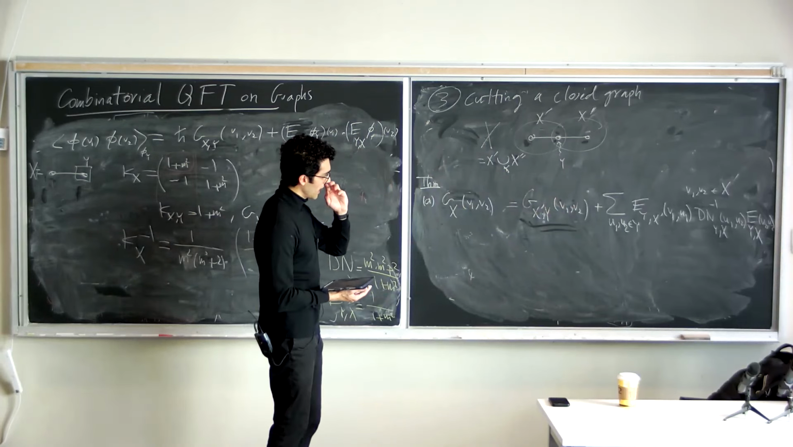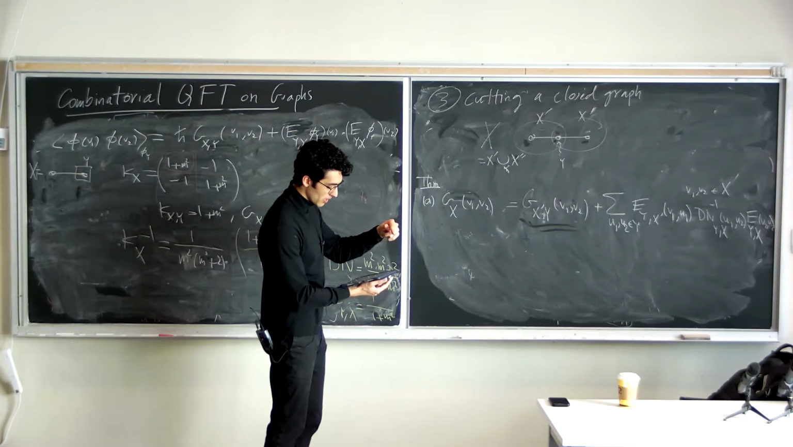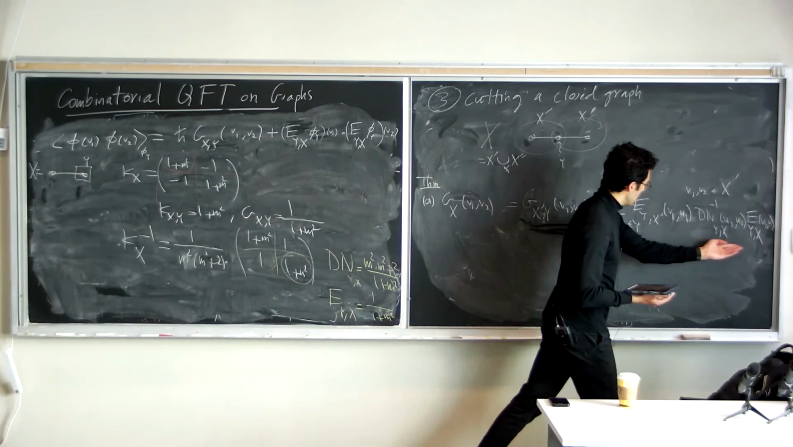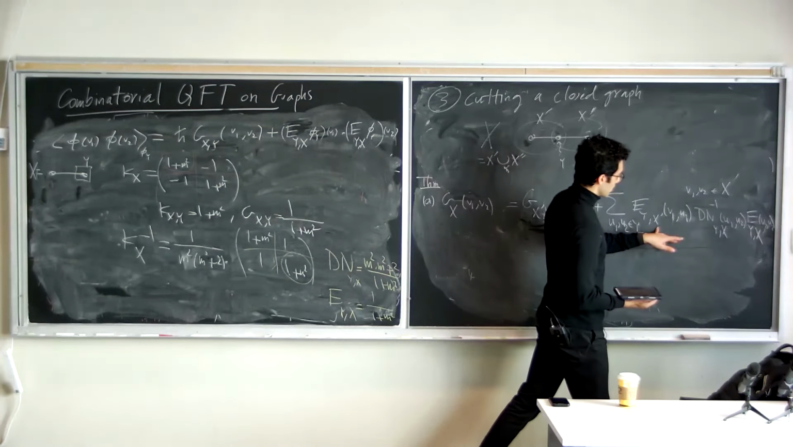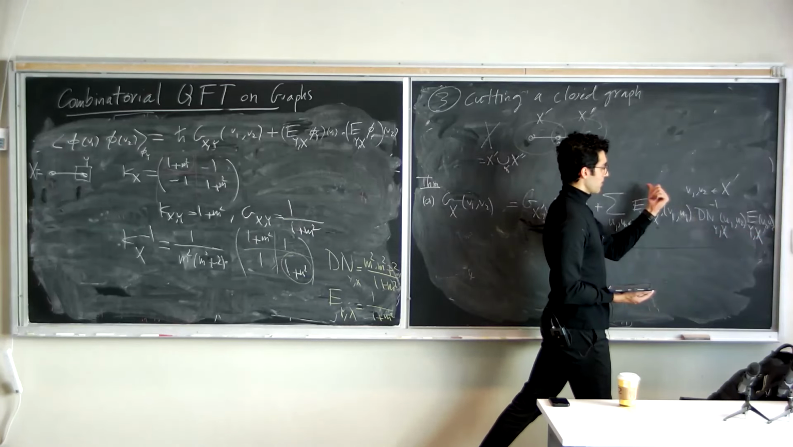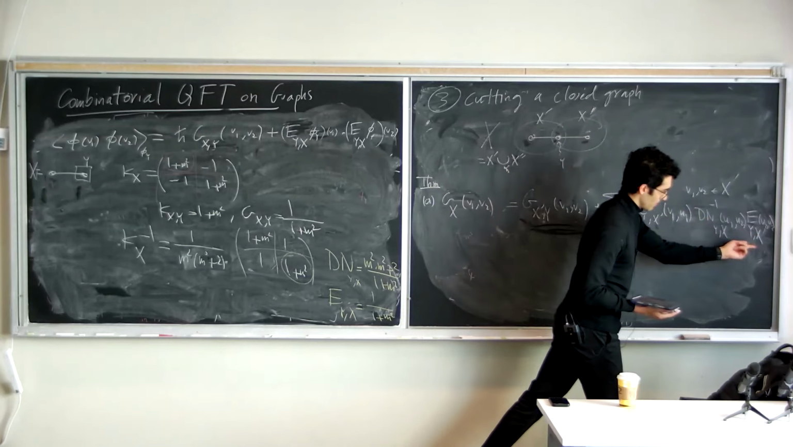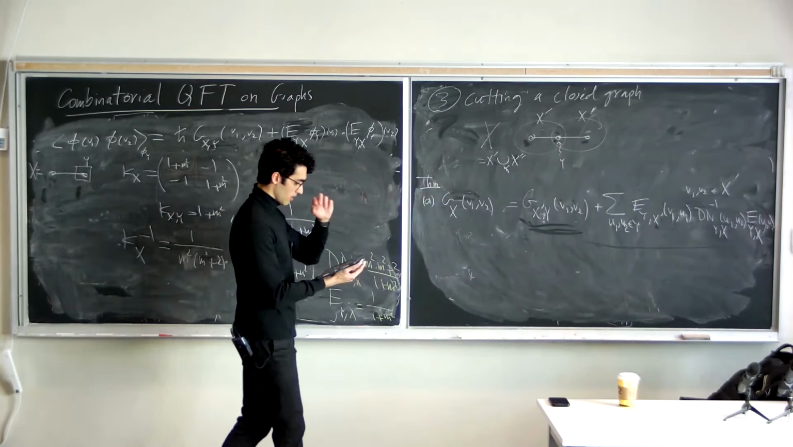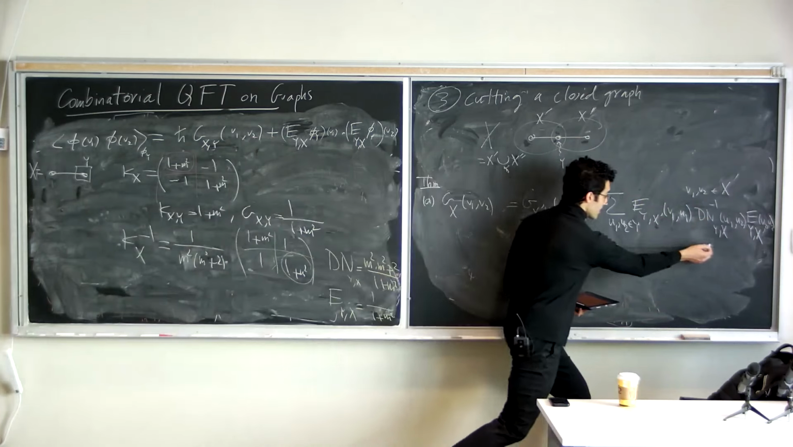And if you had one vertex in X prime and one vertex in X double prime, you would not have this term and you would only have this term. But here these are both in X prime. When it's one from X prime and one from X double prime, then one of these is going to be X prime, the other one is going to be X double prime. And I should tell you what this D_N operator is.